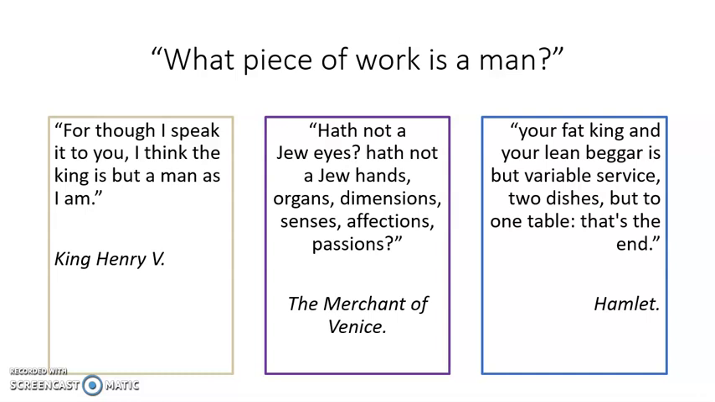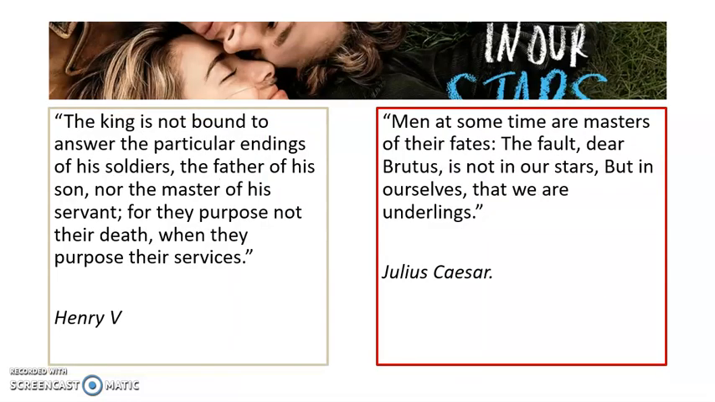And so we can see that this idea of what it means to be a human is common through a lot of Shakespeare's work. He comes down on this idea that we are all masters of our own destiny, that this is something about what it means to be human. In Henry V, he says, "The king is not bound to answer the particular endings of his soldiers, the father of his son, or the master of his servant, for they purpose not their death when they purpose their services." So saying that a king isn't responsible for how his soldiers die.